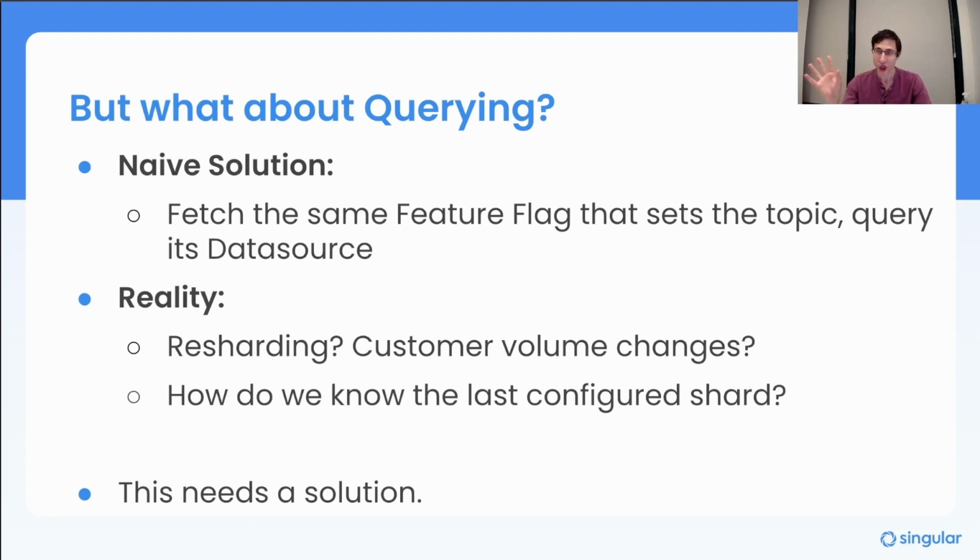Things will get out of balance for sure. Customer volumes might change. Customers will send more events or fewer events. And we'll probably want to reshard and rebalance our 16 shards, which means reassigning a customer from, let's say, shard 5 to shard 2. The problem is that if we reassign from shard 5 to shard 2, all the new data is going to go to shard 2, but we still have the past 5 days' worth of data back in that old shard, so back in that old data source. So how do we know the last configured shard? This obviously needs some kind of solution.